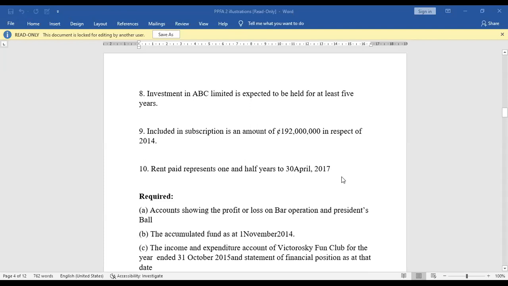Investment in ABC Limited is expected to be held for at least 5 years. Included in subscription is an amount of 192 million in respect of 2014. 10. Rent paid represents 1.5 hours to 30th April 2017.